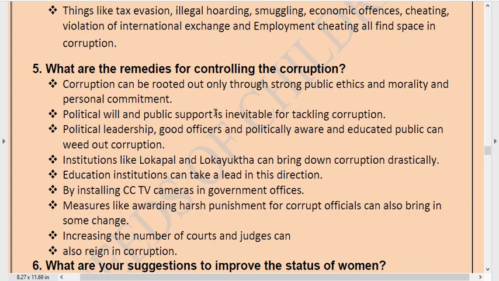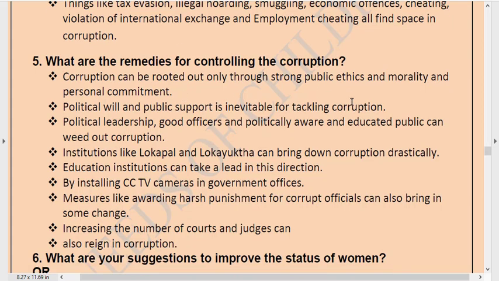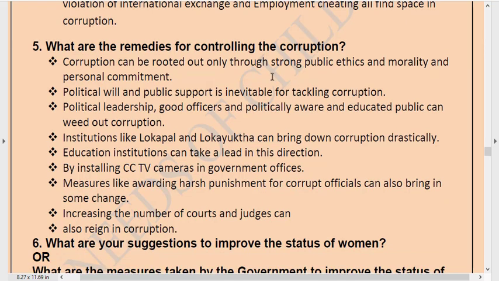What are the remedies for controlling corruption? Corruption can be rooted out only through strong public ethics, morality and personal commitment. Political will and public support are inevitable for tackling corruption. Political leadership, good officers, and a politically aware and educated public can weed out corruption.